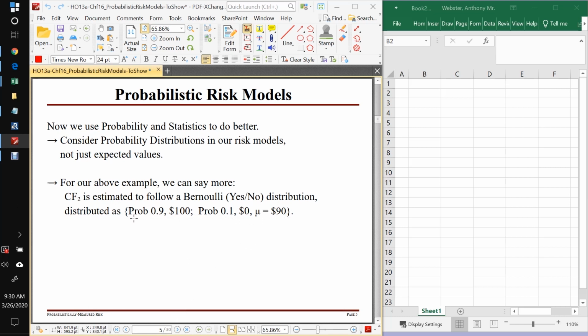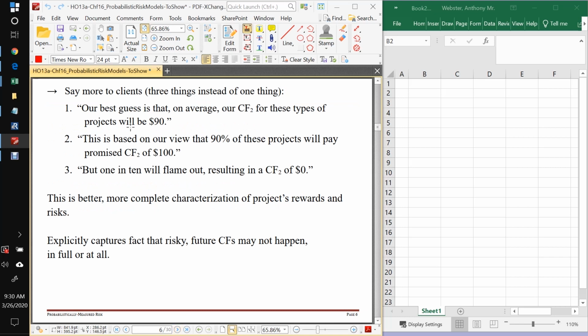So we're going to be looking at everything, not just the expected value, but all of the cases that go into making that up. And this allows us to say more to our clients or our bosses if we're working for a CFO or a CEO. So we can say better things and more things. Like, for example, our best guess is that on average, our cash flow 2 for these types of projects is 90. That's what we've said before, but we can add to that.